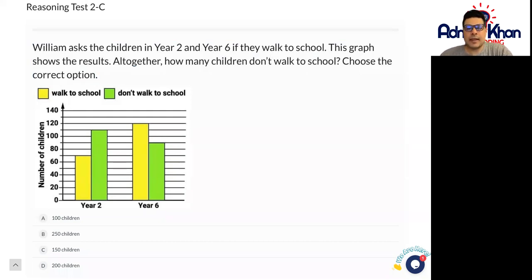Okay, so we have here in our key, two squares. One is yellow, which means walking to school, and the other one says don't walk to school. So in this case, we're going to be looking at just the green shading on our bars, which show us that children do not walk to school.